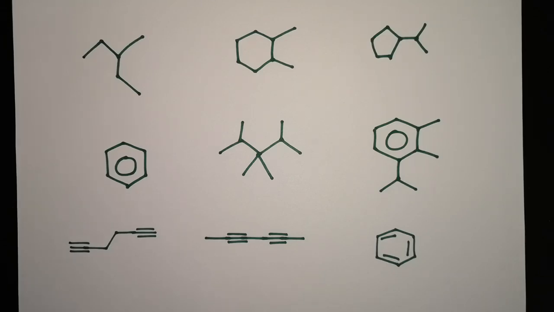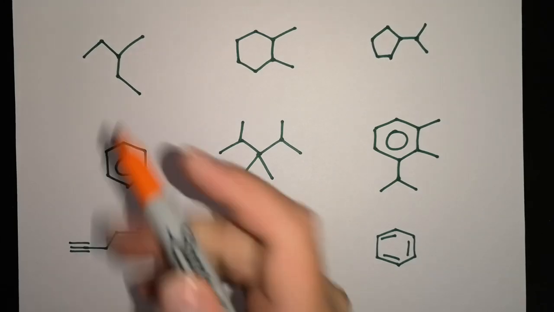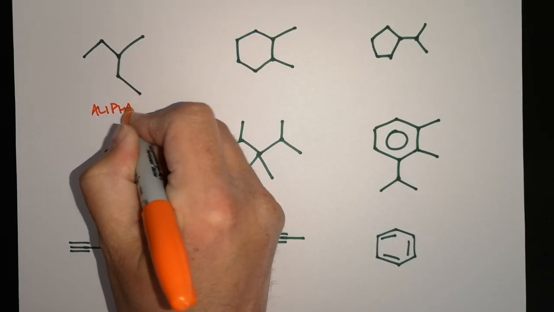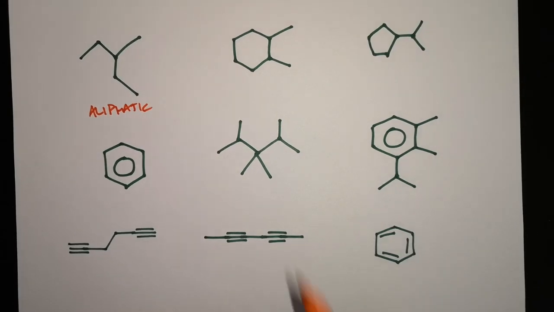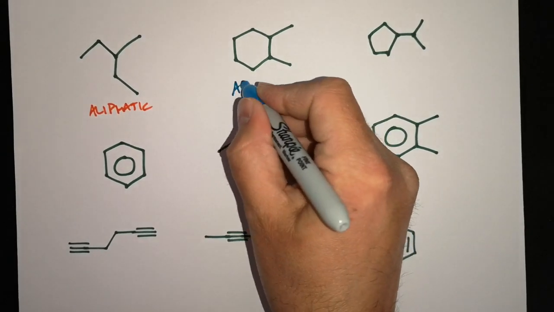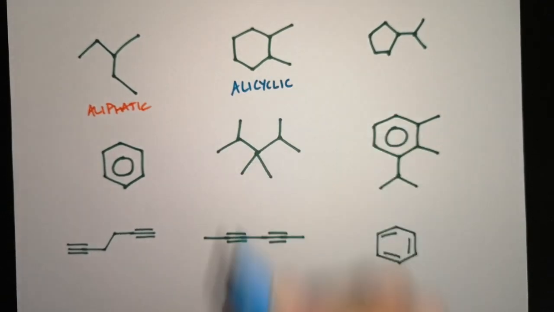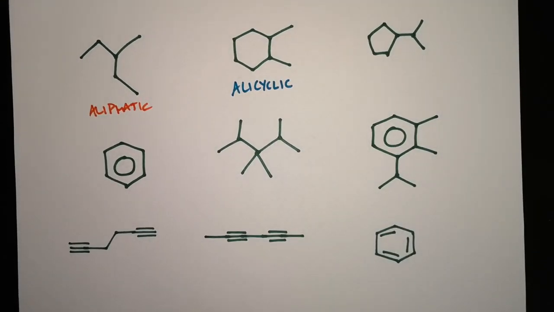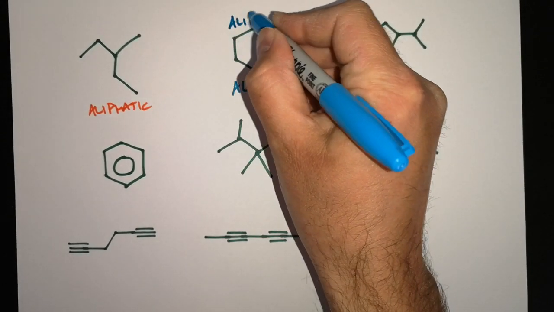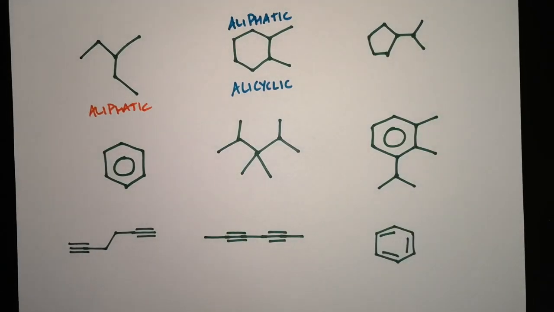Aliphatic hydrocarbons can also be alicyclic. If they have a ring of carbon atoms, then they would be alicyclic. So if this one here is aliphatic, this one with the ring here is alicyclic. But it also means it is also aliphatic. It's aliphatic and alicyclic. So you need to remember to say both of those things if you're asked that in an exam.